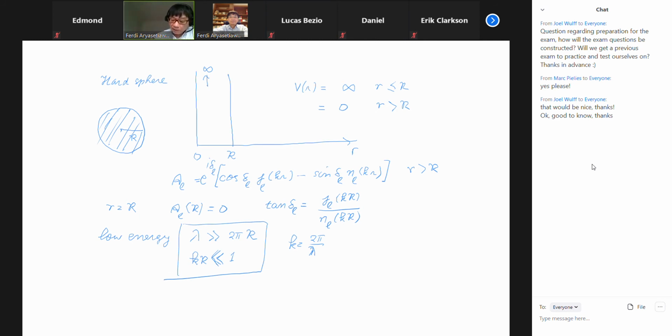In that case, we can make an expansion in powers of kR. So then this tangent of delta L, of the phase shifts, becomes, let me write this, this is the expansion of the spherical Bessel functions.